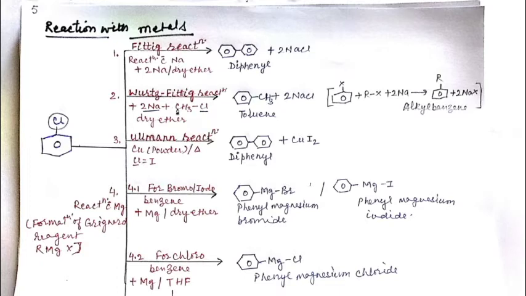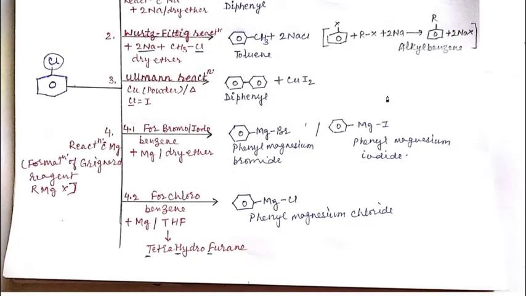When aryl halides are treated with any alkyl chloride in presence of sodium and dry ether, then this alkyl group CH3 group get introduced at the place of chlorine and we get toluene. It is known as Wurtz-Fittig reaction, which is a combination of Wurtz reaction and Fittig reaction. Example is this. Third reaction is Ullmann's reaction. When iodobenzene, when at the place of chlorine iodine is there, then iodobenzene when heated with copper powder, then we get diphenyl and cupric iodide.